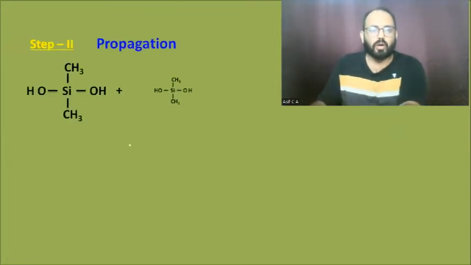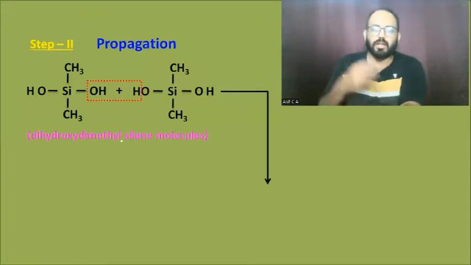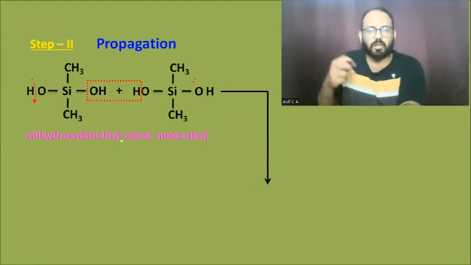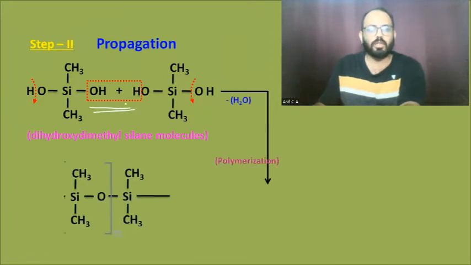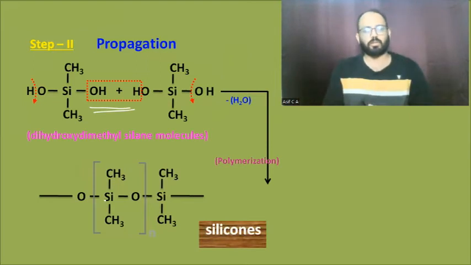In propagation, we take two molecules of this and make them undergo a condensation reaction. What is going to happen? In condensation, water will be going out. Water molecules will be going out. So what is going to be the product? You are going to get your silicone. This is silicone. Look at that.